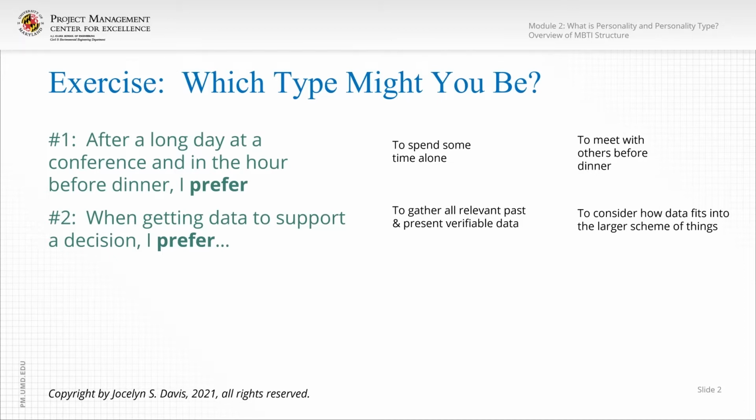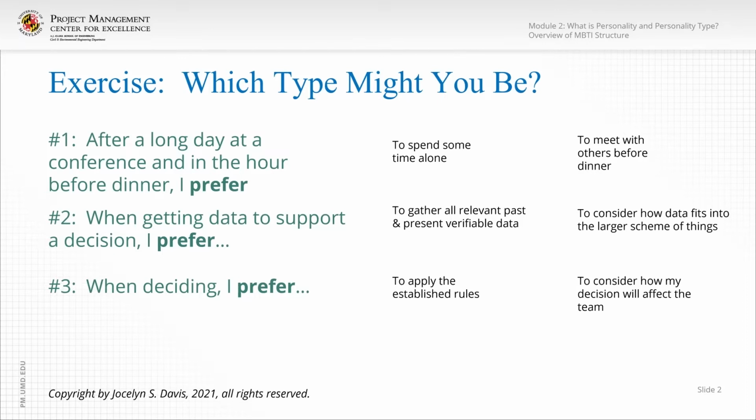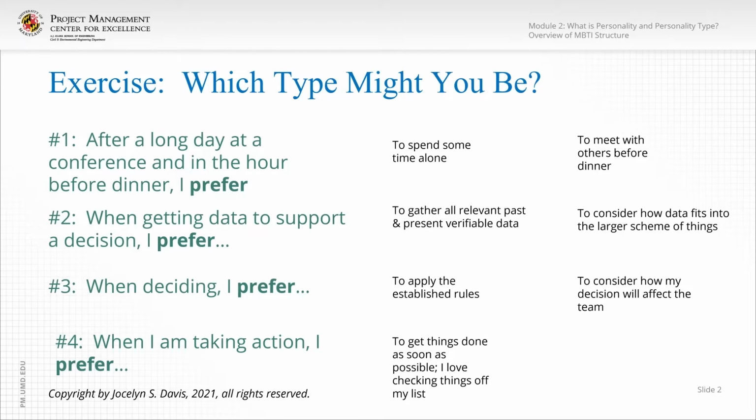Number 3, when making a decision, I prefer, first choice, to apply the established rules. Second choice, to consider how my decision will affect the team. And number 4, the last one, when I'm taking action, I prefer, first option, to get things done as soon as possible. I love checking things off my list. Or the second option, to take plenty of time to consider the full range of facts and possibilities. And I do tend to start just in time to make the deadline. So you have your choices?